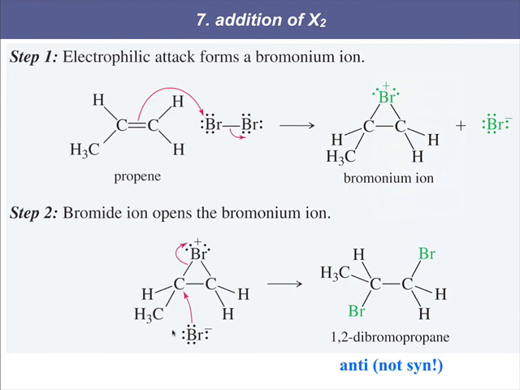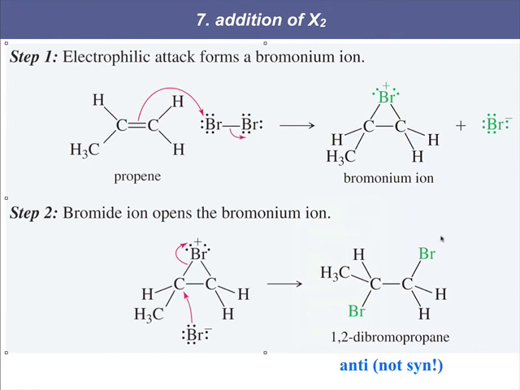This is an SN2 type reaction. Bromide adds to the back side of that ring and opens up the 3-membered ring using the Br plus as a leaving group. That means that we get the bromines added to both carbons. One bromine goes on to one, the other bromide comes on and goes on to the other.